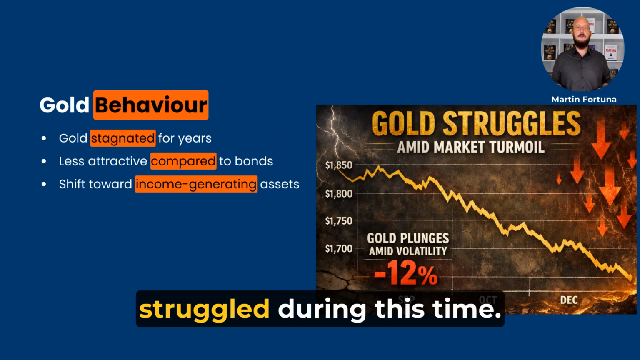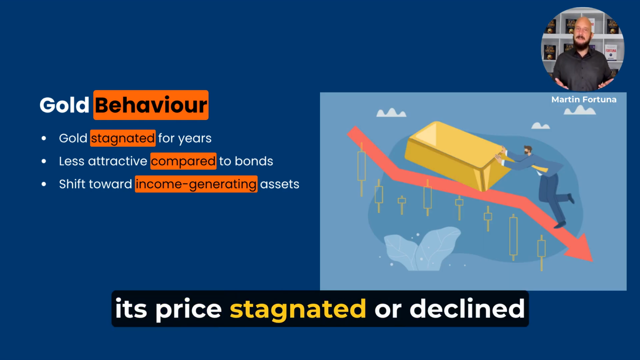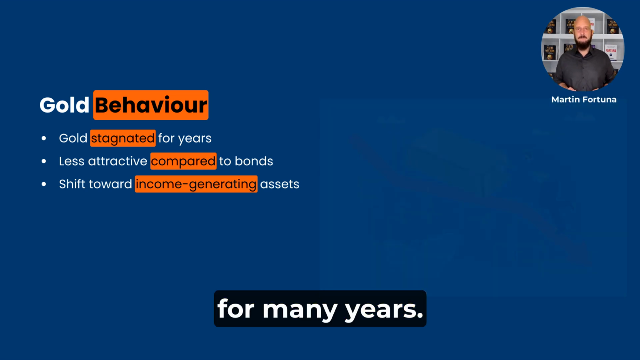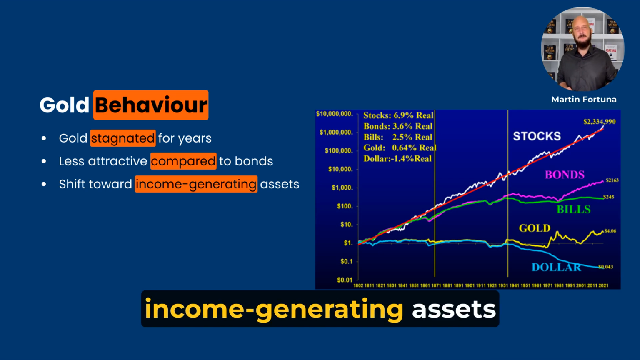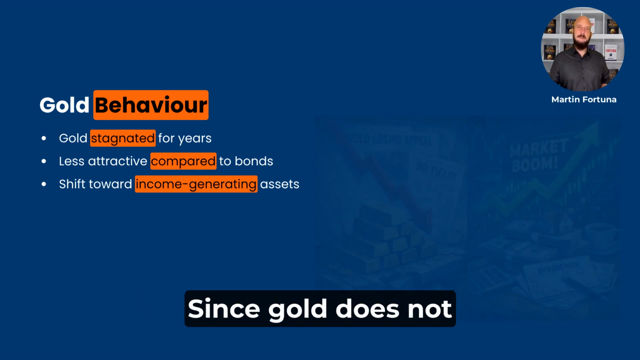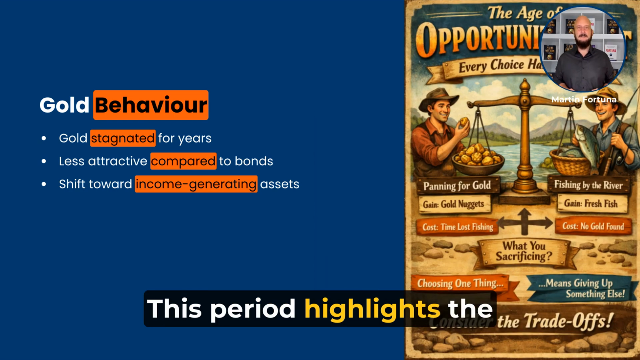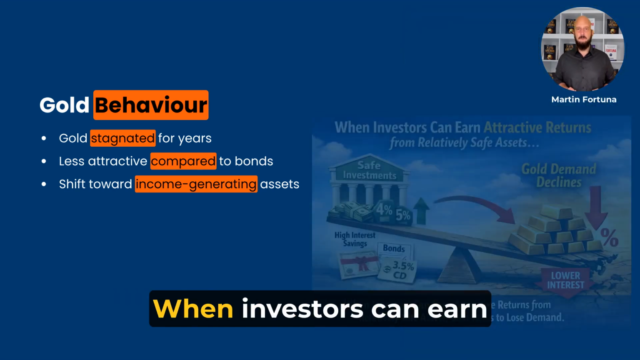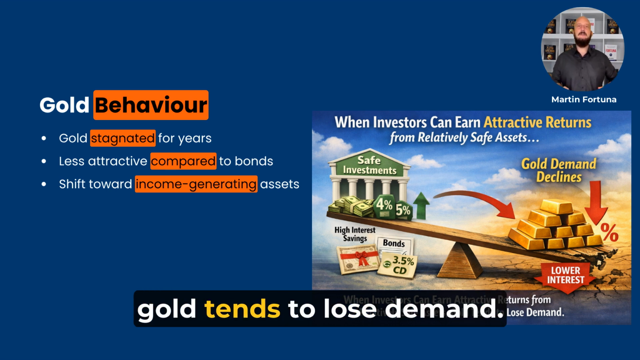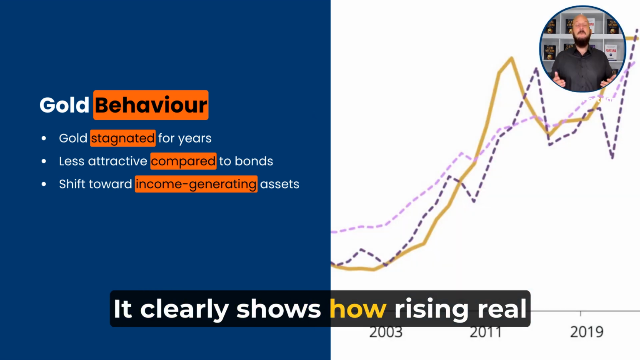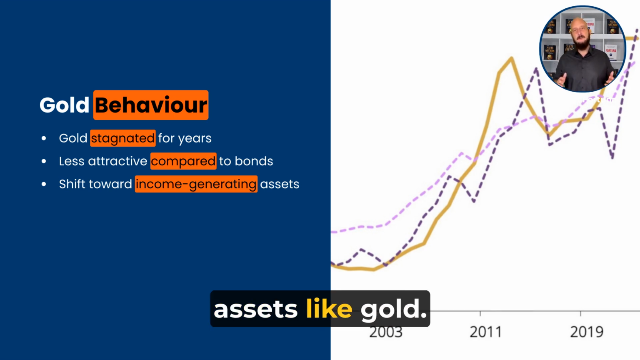Gold, however, struggled during this time. After its strong performance in the 1970s, its price stagnated or declined for many years. With high interest rates available elsewhere, investors shifted toward income-generating assets such as bonds. Since gold does not produce income, it became less appealing. This period highlights the importance of opportunity cost. When investors can earn attractive returns from relatively safe assets, gold tends to lose demand. It clearly shows how rising real returns can reduce the attractiveness of non-yielding assets like gold.